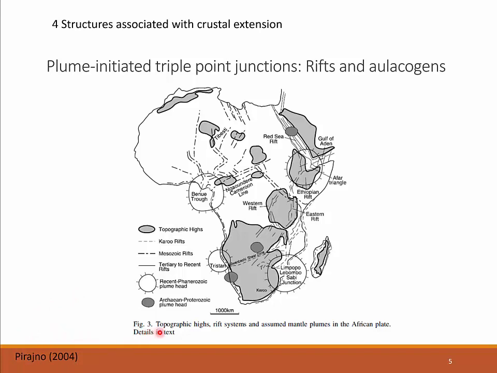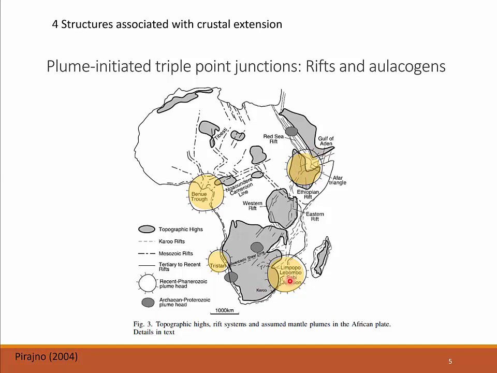When we look at this map here from Franco Pirajno's work in 2004, we can see that the Afar triangle that we see here with the two active and successful rifts and the third arm into the East African rift are located in the vicinity of mantle plumes. We see here the Afar plume.